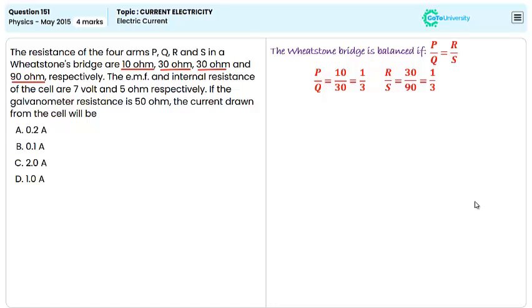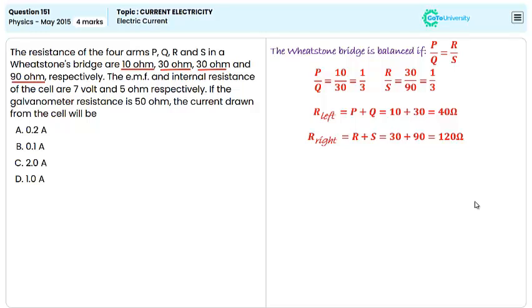When the bridge is balanced, the two branches P, Q and R, S can be considered as two parallel resistors. Their equivalent resistance can be calculated as R left is equal to P plus Q, which is 10 plus 30, equal to 40 ohm, and the equivalent resistance in the right branch is R plus S, which is 30 plus 90, equal to 120 ohms.